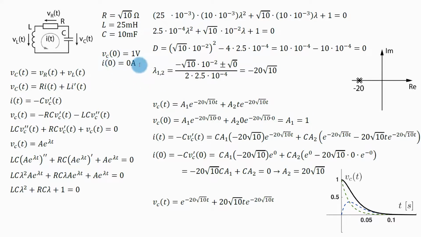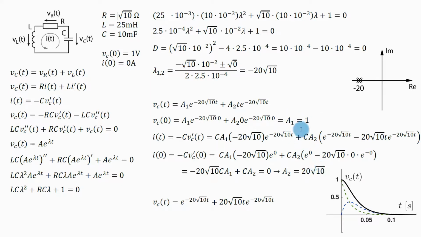Now I need to use the second initial condition, so I need to express the current, I need to evaluate this derivative of my general solution, and that I have done here. Now I need to express that current at 0 time, which means that I need to express the derivative at 0 time. I need to substitute 0 here and here, which I have done here. And when you crunch this, it will actually simplify into this. Here I can use that A1 is equal to 1, and from this equation I will then get that A2 is 20 times square root of 10.